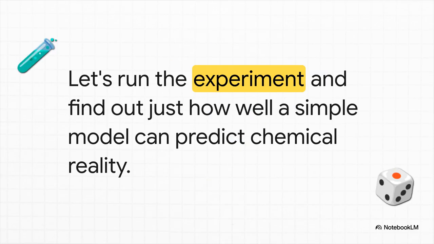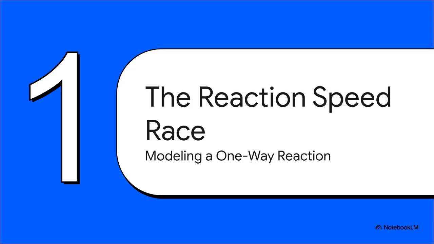There's really only one way to figure this out. We're just going to have to do it. Let's run the experiment. Simulate a reaction with a whole pile of dice and see if our little game actually lines up with reality. Okay, first up, we're going to look at reaction kinetics. And don't worry, that's just the fancy science way of saying how fast a reaction happens.